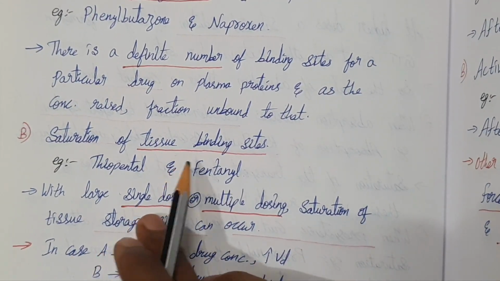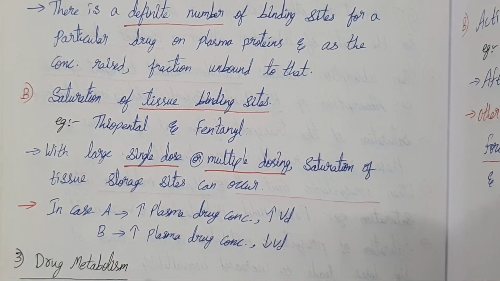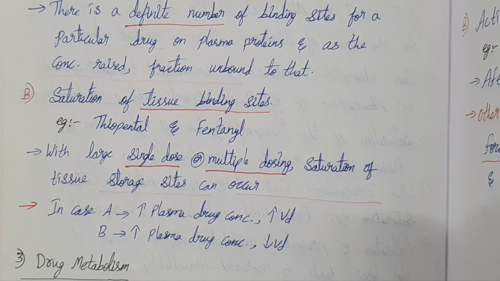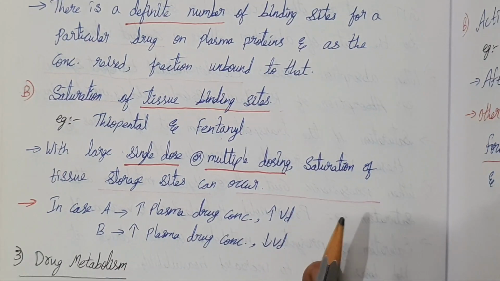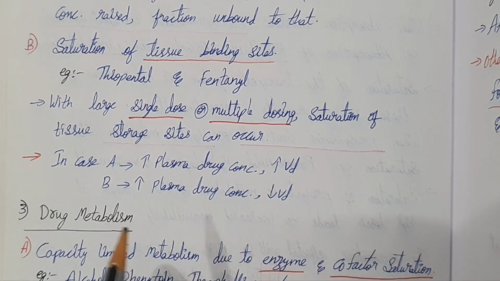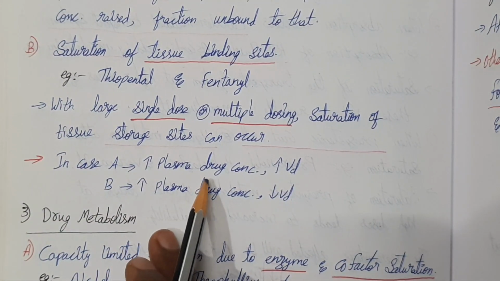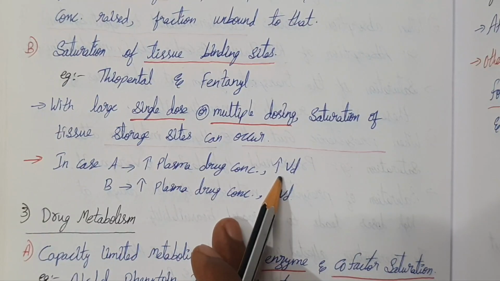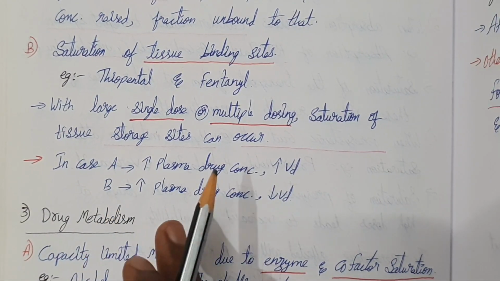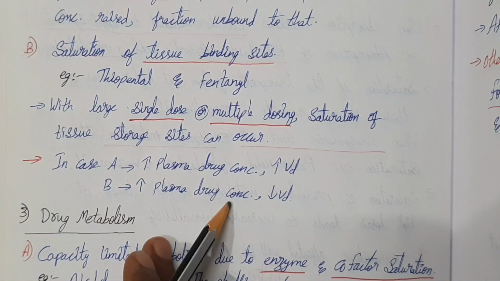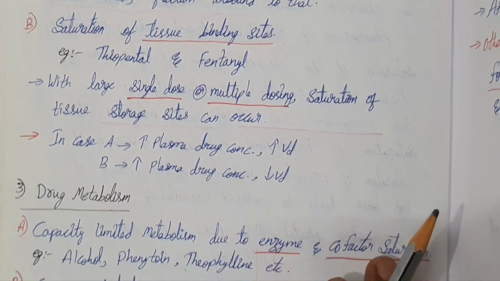Next we have tissue binding. Drugs like thiopental and fentanyl may saturate storage sites in tissue at high doses. So in case of plasma protein binding, plasma drug concentration increases and Vd also increases. But in scenario B, tissue binding sites, plasma drug concentration increases but volume of distribution decreases.